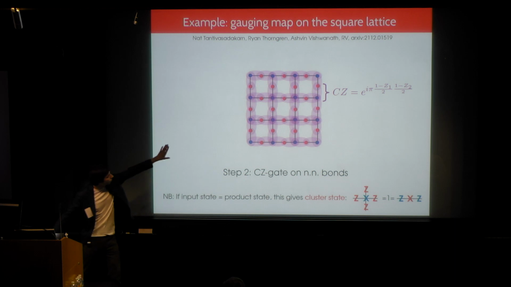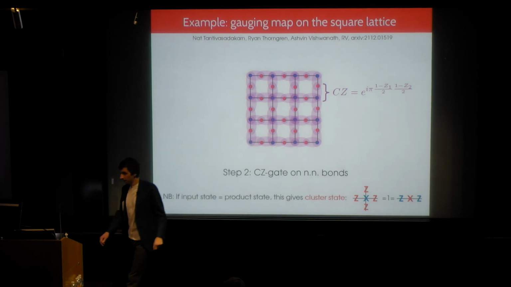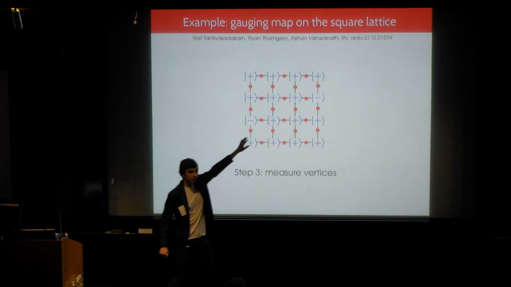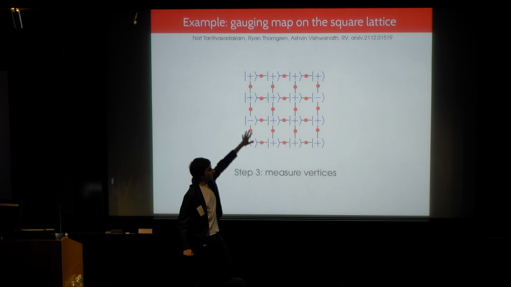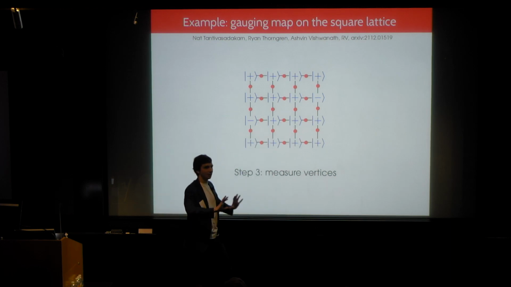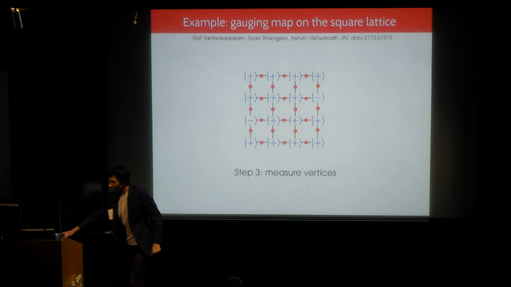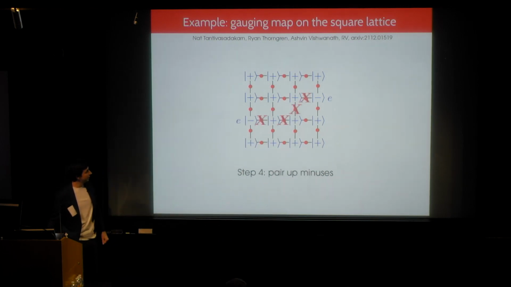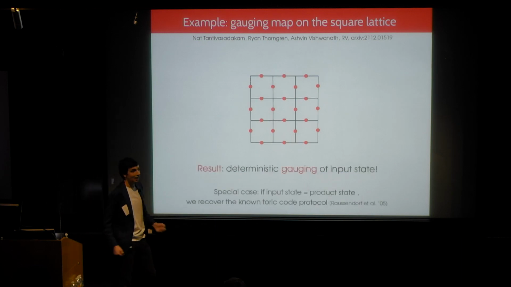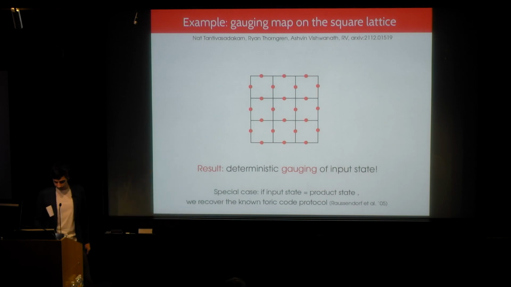And now we have this short-range entangled state, and we're going to measure the original qubits, which were the blue ones. Of course, that might give minus ones. Then Norbert goes and looks where the minus ones are. It takes some non-local classical time, but we ignore that because Norbert's very fast. Then we flip all the spins connecting minuses. And it turns out you can prove that this deterministically implements the gauging map. In the very special case where you start with a product state, you end up with the Toric code, but it could be more general.